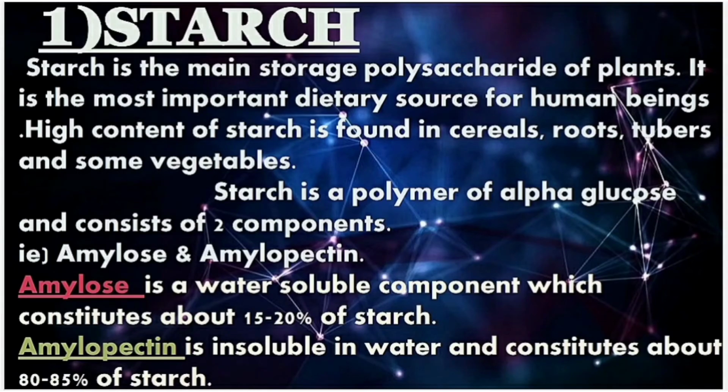The first one is starch. Starch is the main storage polysaccharide of plants. It is the most important dietary source for human beings also, and a high content of starch is found in cereals, roots, tubers, and some vegetables. Starch is a polymer of alpha glucose and consists of two components, that is amylose and amylopectin. Amylose is a water-soluble component which constitutes about 15 to 20% of starch, whereas amylopectin is insoluble in water and constitutes about 80 to 85% of starch.